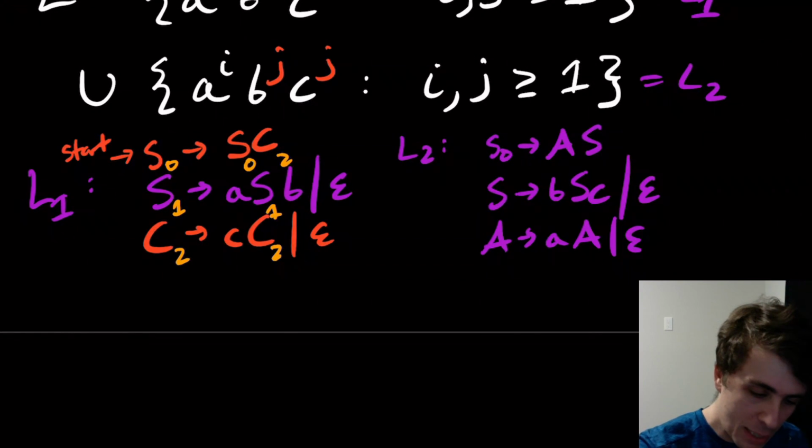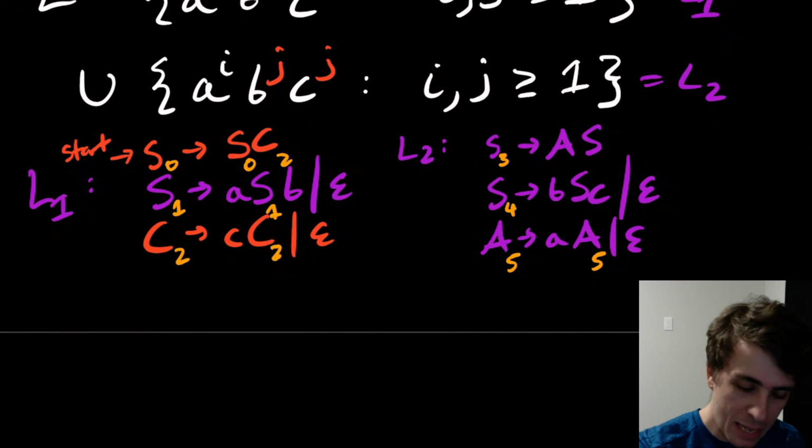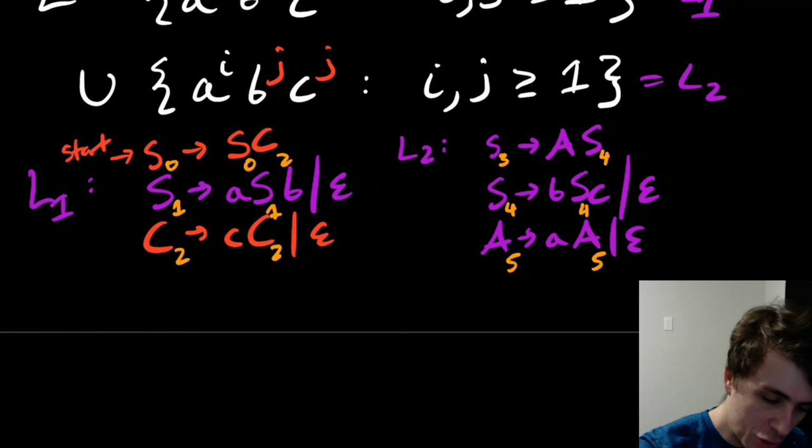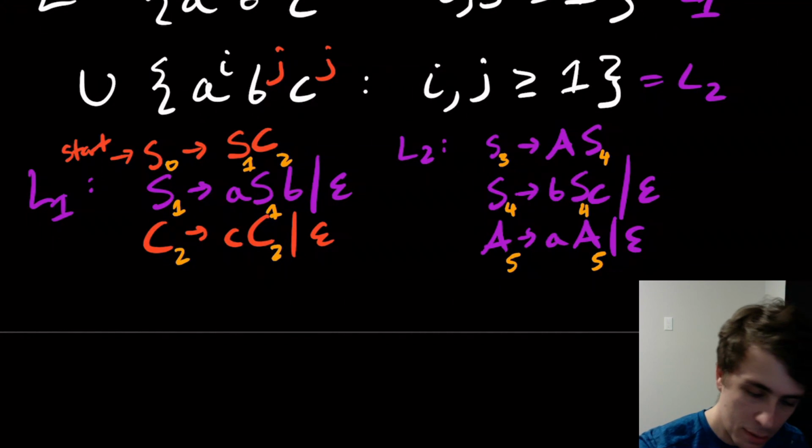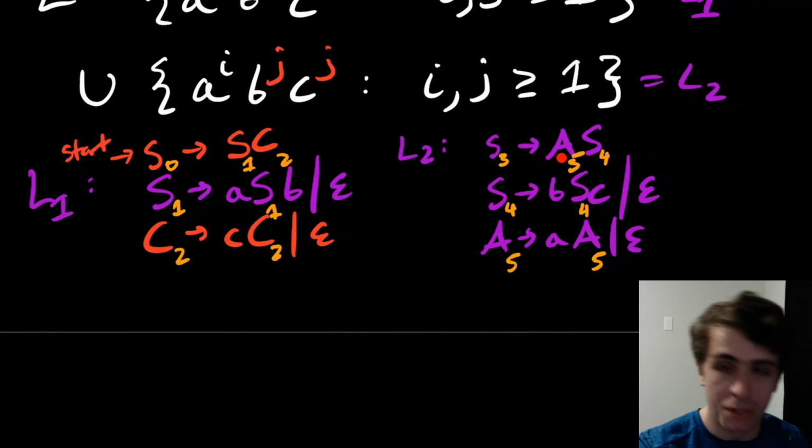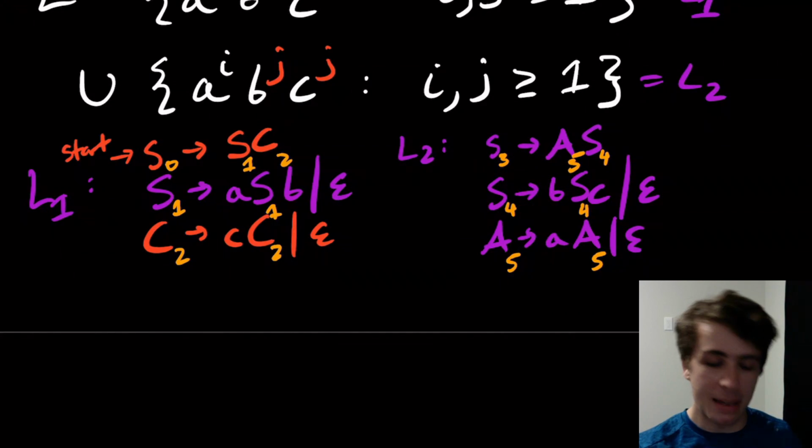And then on the right side, I'm going to do this. So I'm going to have 3, 4, and 5. So the A gets the 5, the S here gets 4, 4. Oh, this shouldn't be 0 over here. This should be 1. Even I'm getting mixed up. So they're just names of variables. And I'm doing this so that it's disjoint.